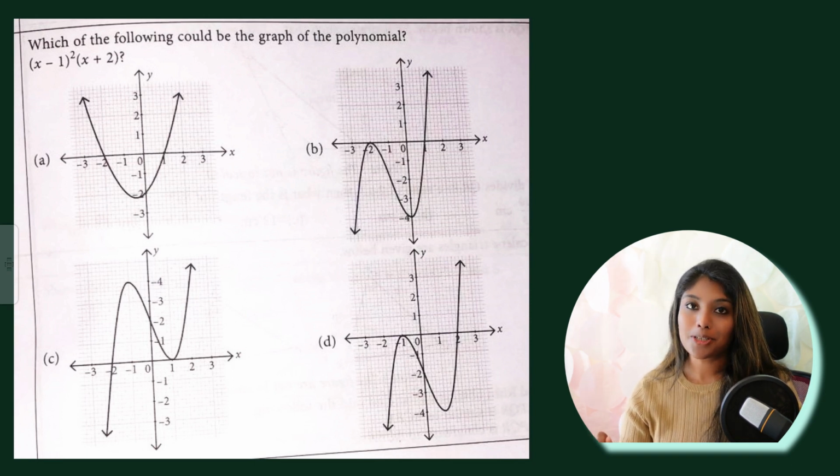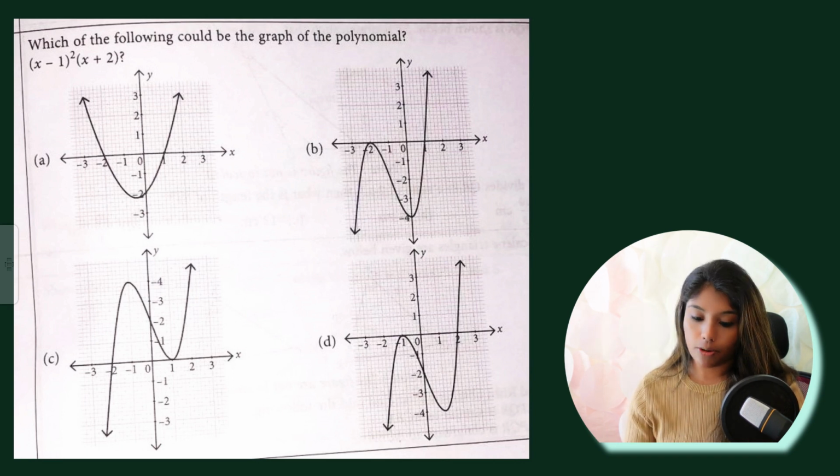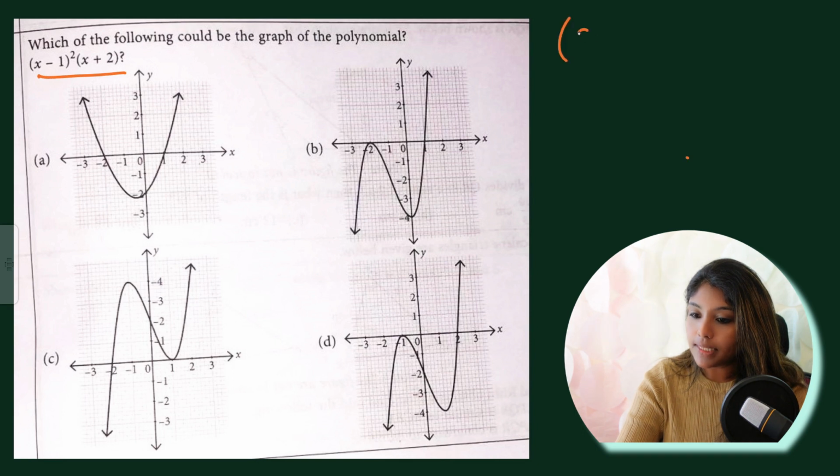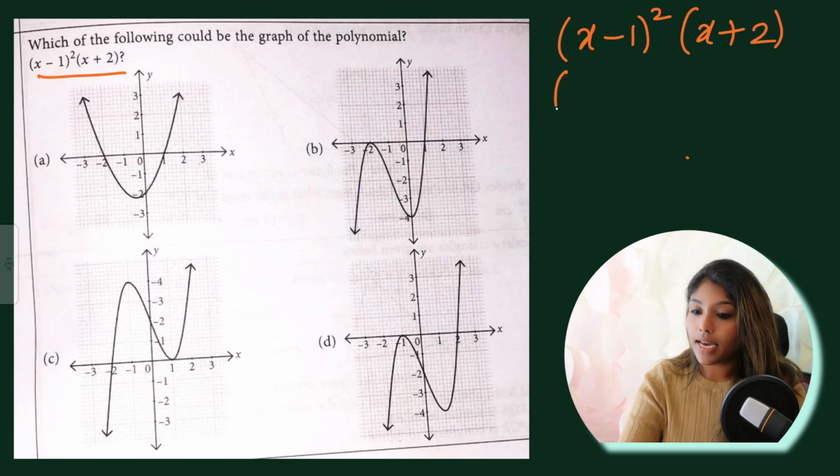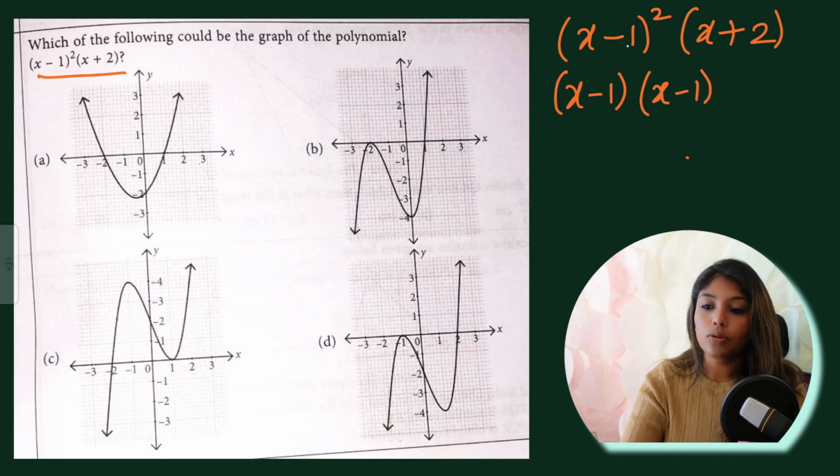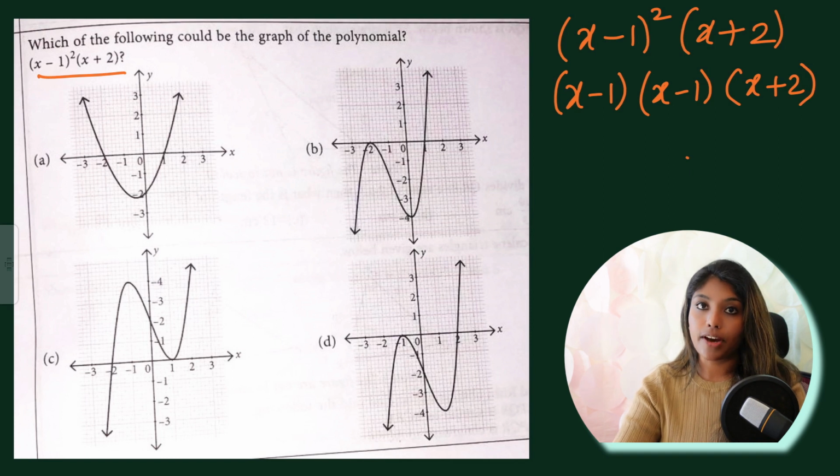We should be able to solve it. To begin with, let's simplify the given polynomial. So the given polynomial says x minus 1 the whole squared times x plus 2. When you simplify this, you get x minus 1 times x minus 1 because it is x minus 1 the whole squared, and then x plus 2. So the polynomial is in factorized form. You have to find the zeros of the polynomial.